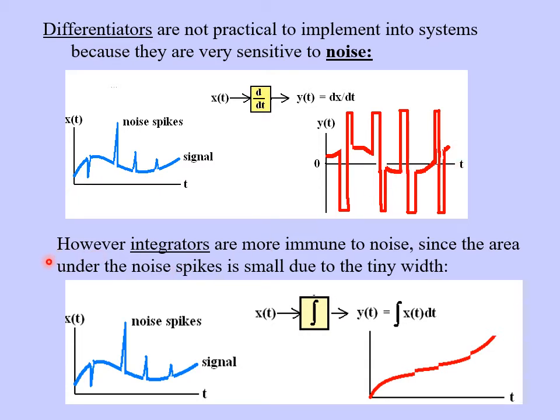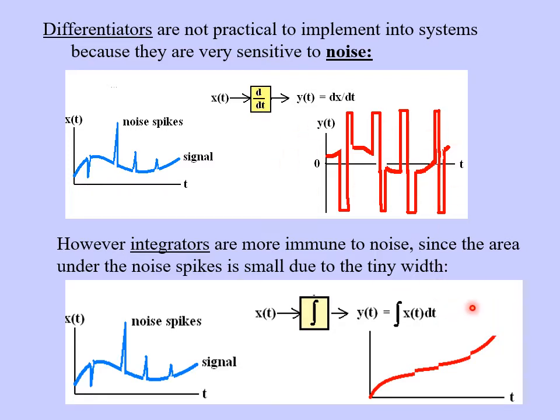So integrators, it turns out, are much more immune to noise, because remember what an integration does is it finds the area under the curve. So the noise spikes, even though they may be rather tall, like is shown here, they're very narrow. They're typically tiny fractions of a second, this type of noise. So when we take the integral of these noise spikes, it's a very minimal effect. So maybe you'd see a slight little bump in the signal here due to the noise, but this is obviously a huge improvement over something like this shown up here.